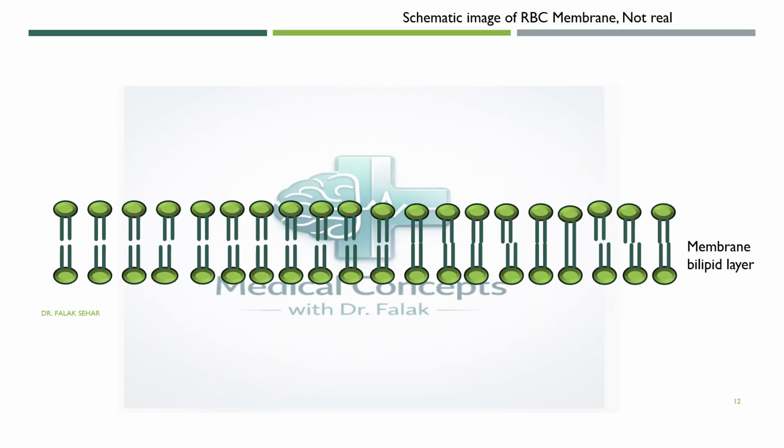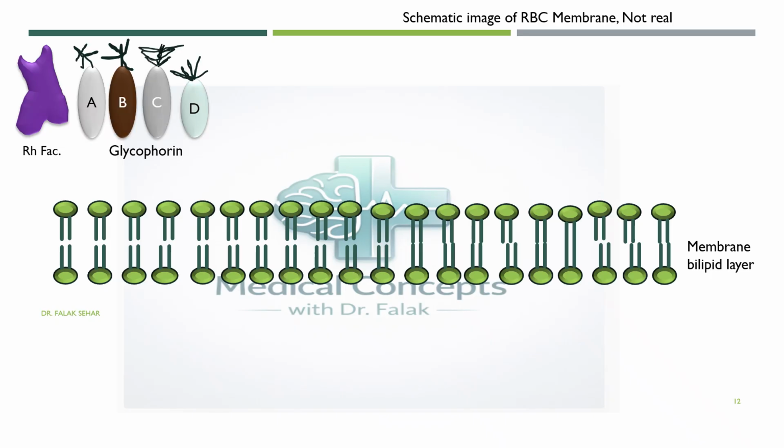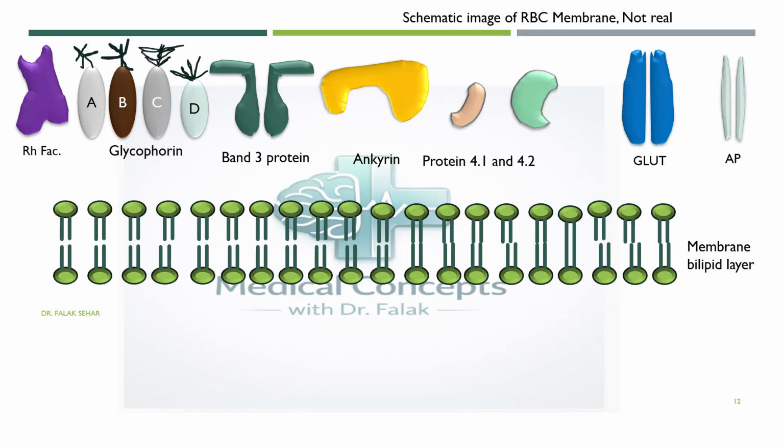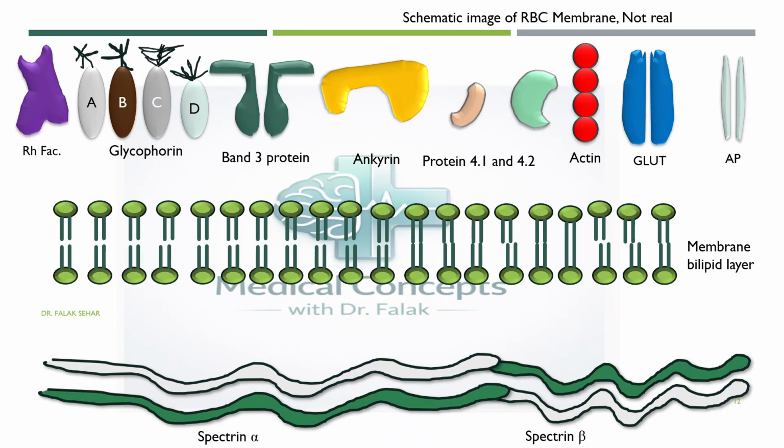Now look at this image. This image is showing you the membrane bilipid layer of a red blood cell. Then come the transmembrane proteins that we have just discussed. They include Rh factor, glycophorins A, B, C and D, band-3 protein, GLUT transporters and aquaporins. Apart from these transmembrane proteins, we also have cytoskeletal components that include ankyrin, protein 4.1 and 4.2, and actin, along with the major spectrin alpha chain and spectrin beta chain.